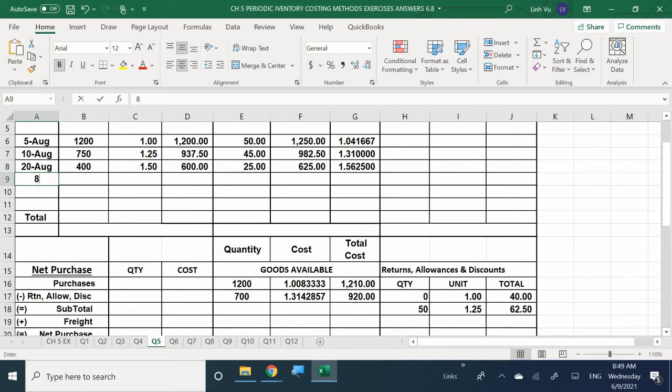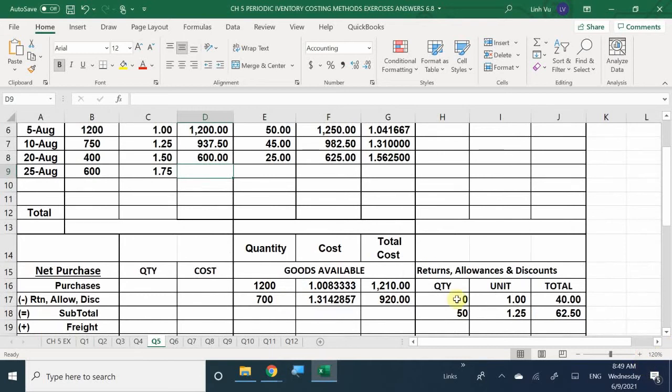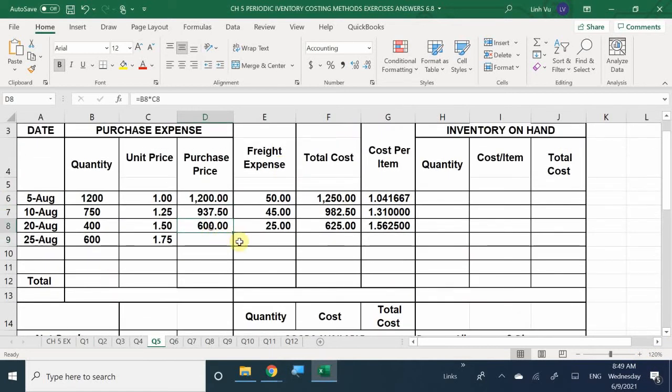Okay, so it's August 25th now. We got 600 units at $1.75. So what's my purchase price here? $1,050. Plus a freight of $30. $1,080. Bringing our cost per item to 1.8.